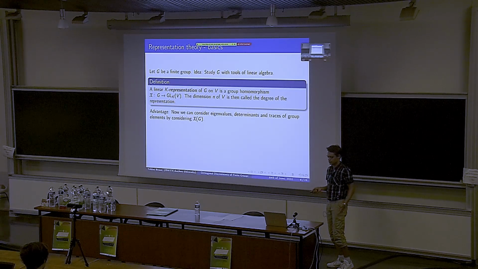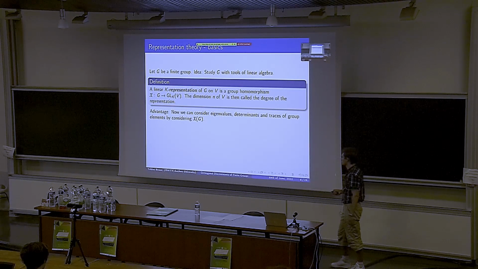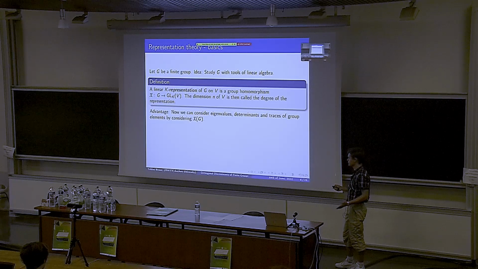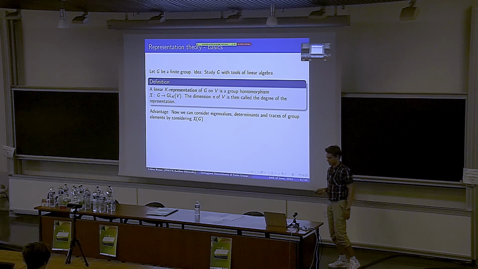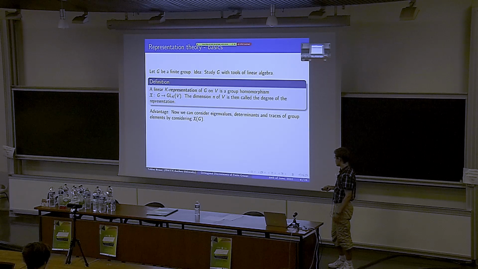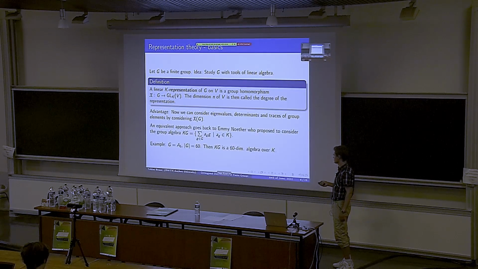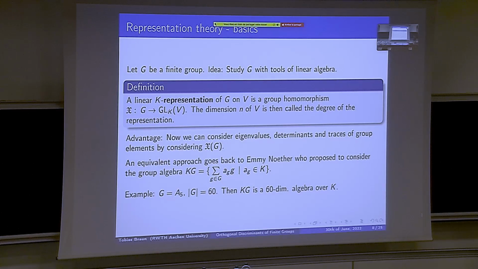So why do we do this? Well, the advantage is we can now consider eigenvalues of group elements, we can consider determinants, we can even add group elements, and importantly, we can consider traces of group elements just by considering these images in this space here. And yeah, another way to do representation theory was proposed by Emmy Noether in the mid-1920s.